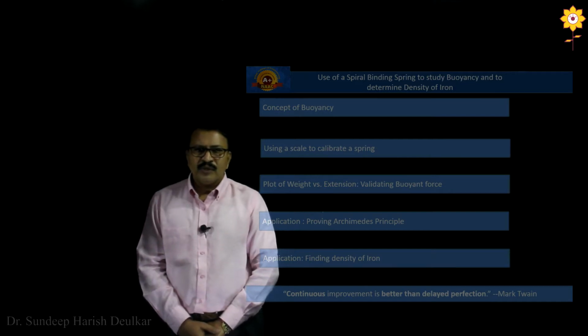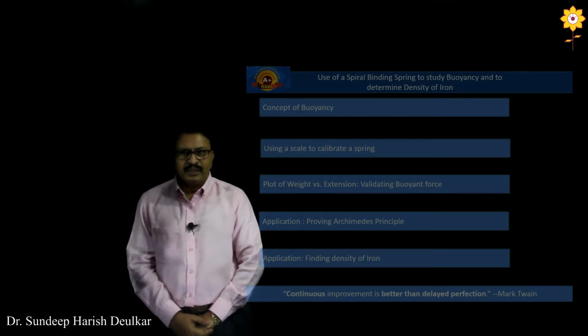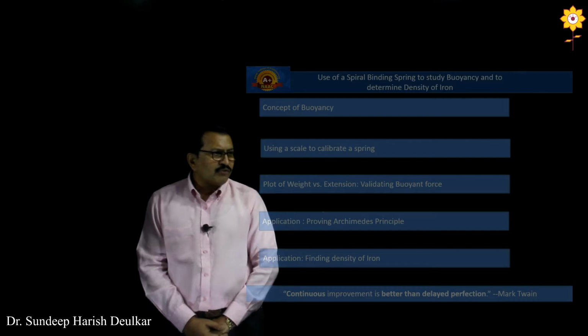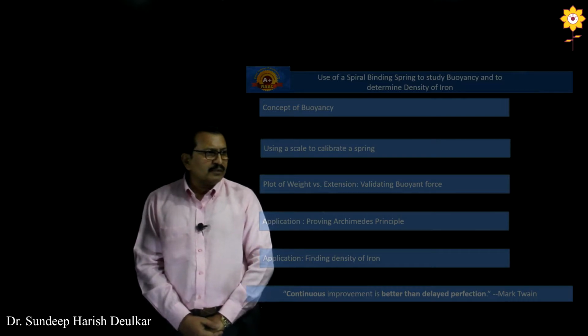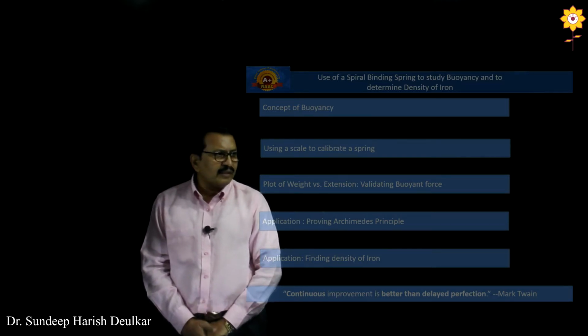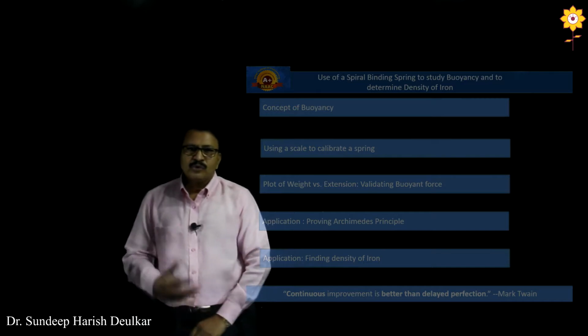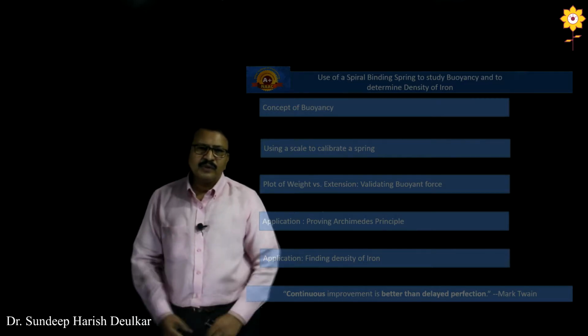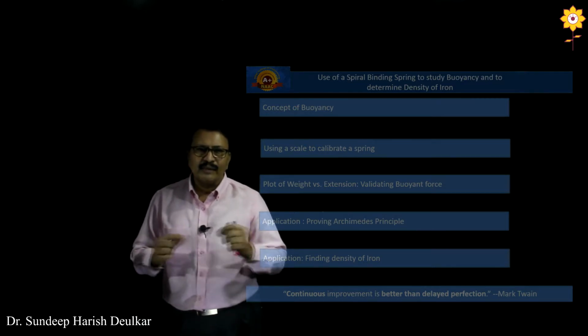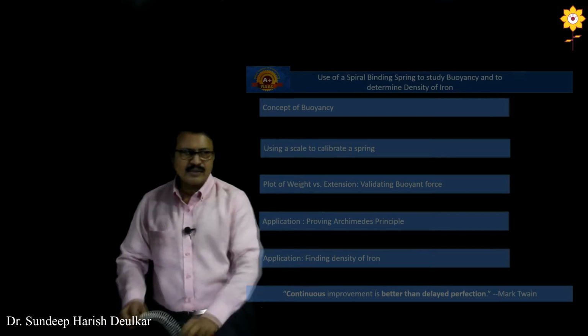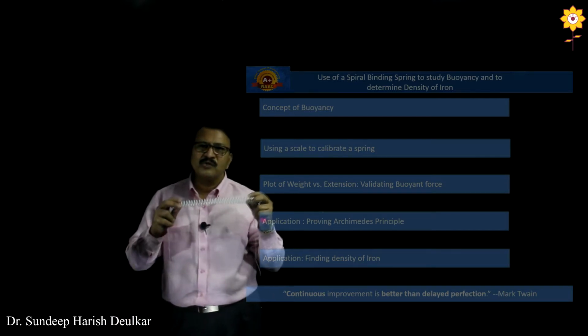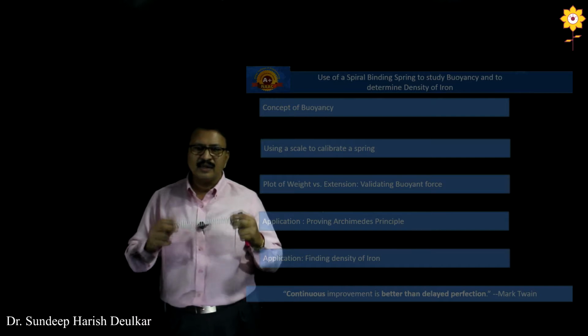So today in this particular video we are going to study the use of a spiral binding spring to study buoyancy and to determine the density of air. So two things we are going to do. First of all, we are going to use very simple material, as simple as this spiral binding spring which you normally see in any book binding.